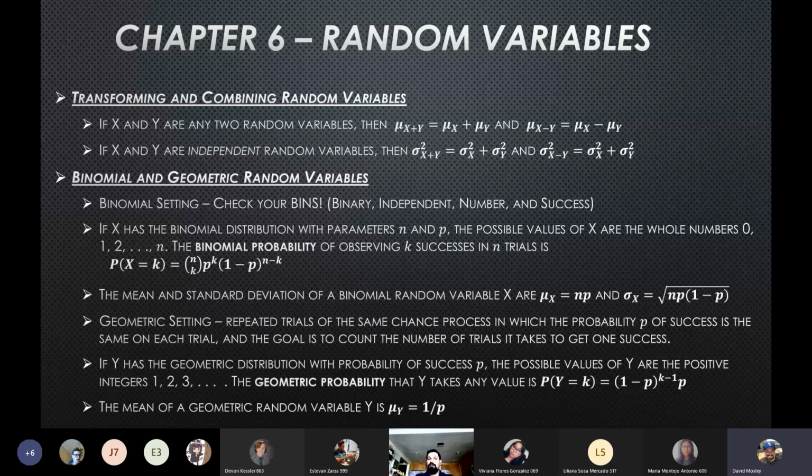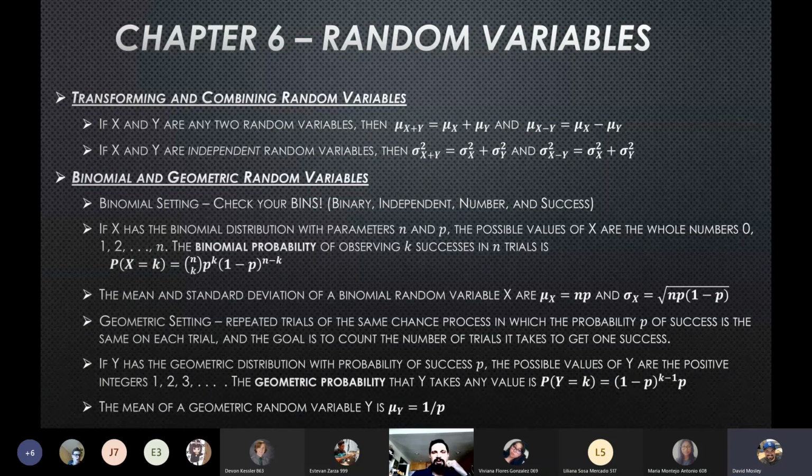N choose K. Your calculator can do this. It's saying how many different ways can I have K outcomes, successes, in N trials, times the probability of success to the power of the number of successes, times the probability of failure, 1 minus P, to the power of the number of failures, N minus K.